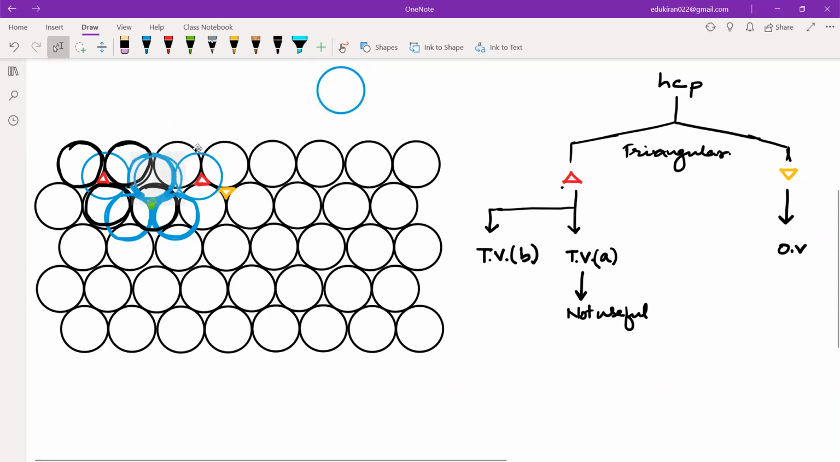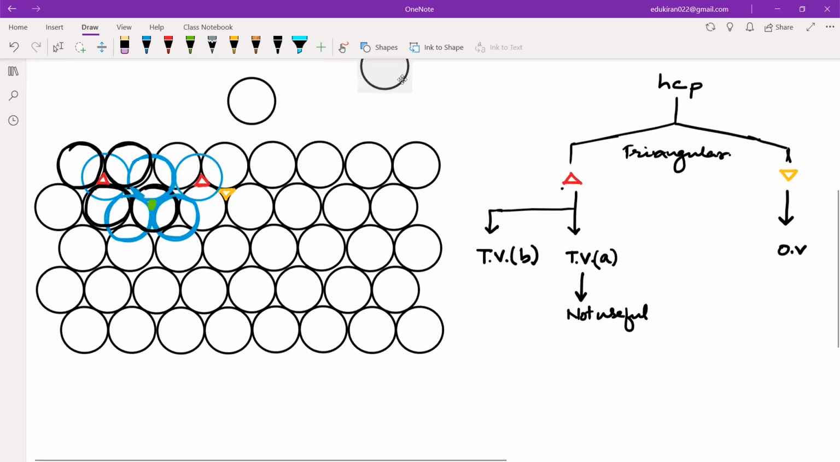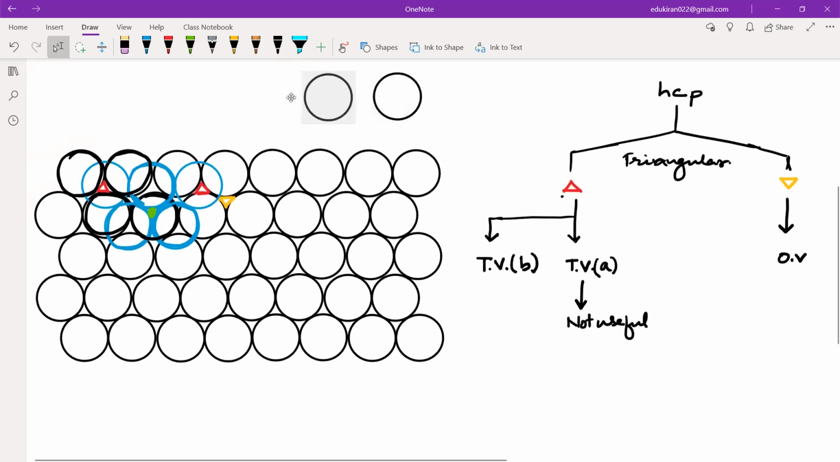But as soon as I put atoms here, you can see that it is again the black layer coming. So we had the black layer, and then we had the blue layer. And when I want to cover the tetrahedral void, again I will be making a black layer. Correct? Yes or no?